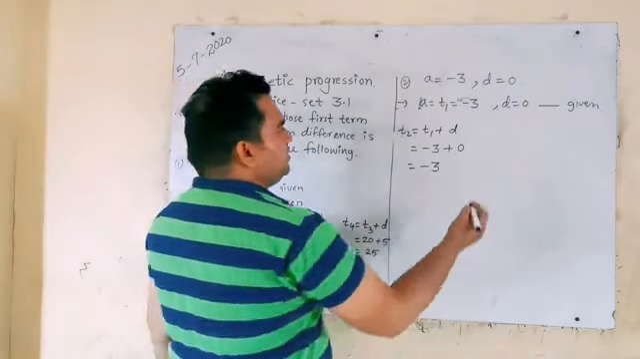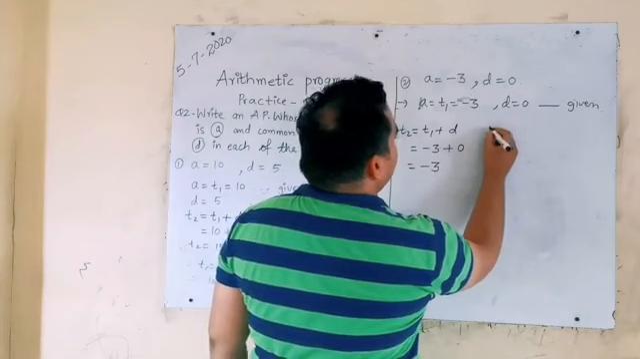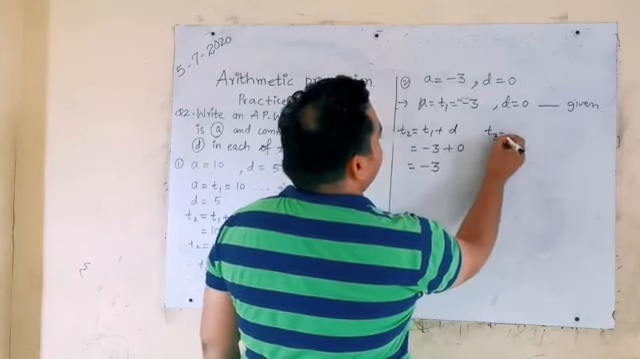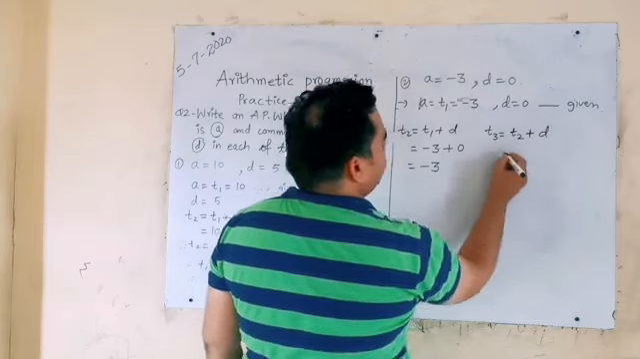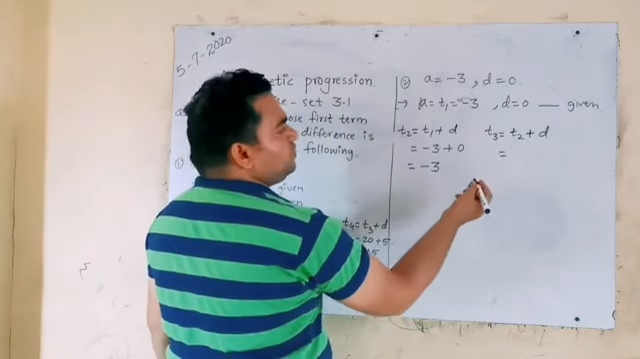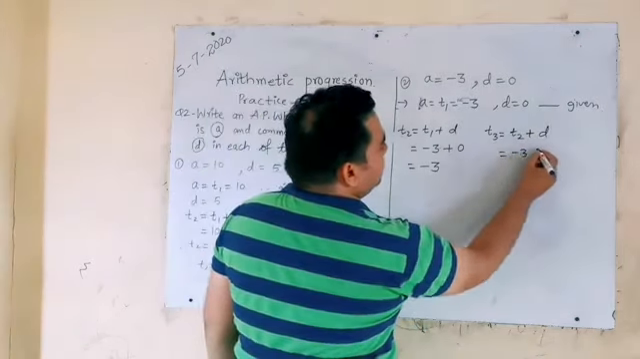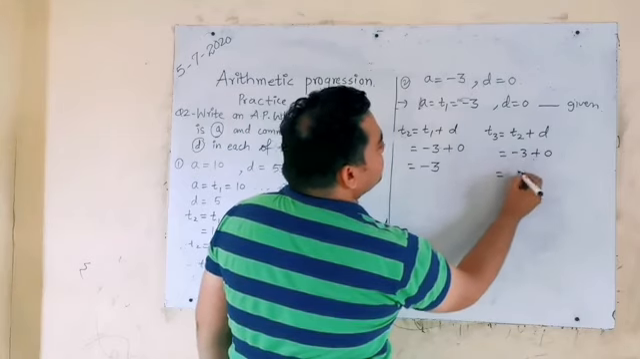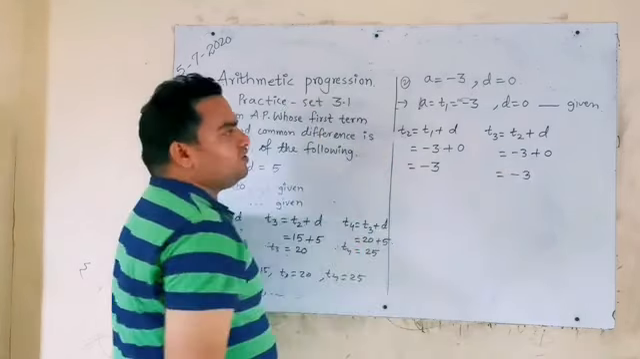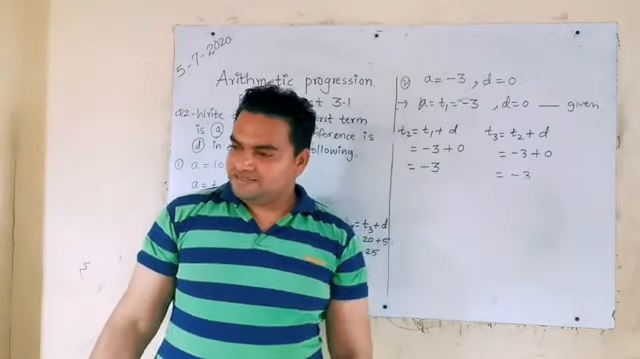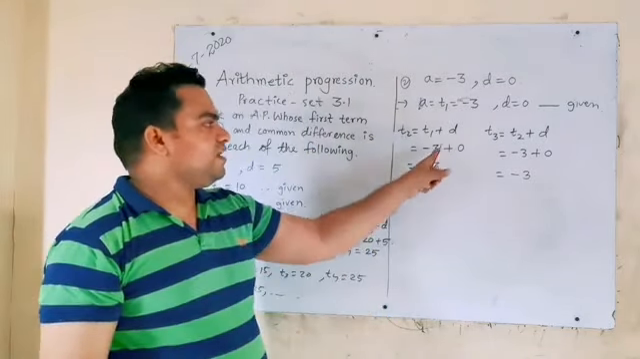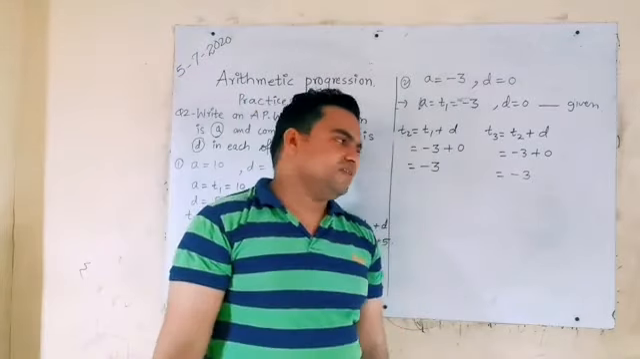Minus 3. So next, what will be your T3? T3 will be T2 plus d. What is T2? T2 is minus 3 plus 0. So the answer is minus 3. Like this the answer will keep on coming as minus 3, because 0 cannot be added, 0 cannot be subtracted. So the answer will be the same.